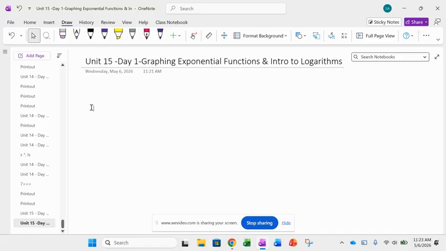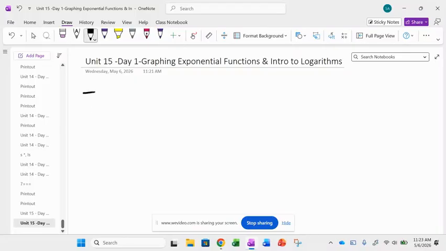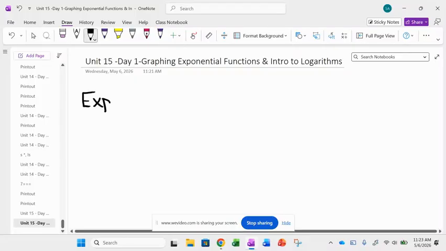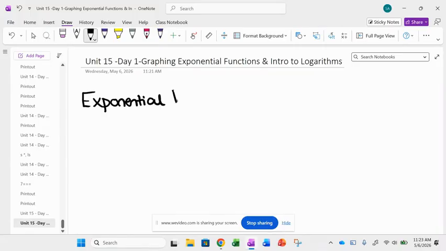Oh man, it's already freezing my computer. Let's see. Here we go.